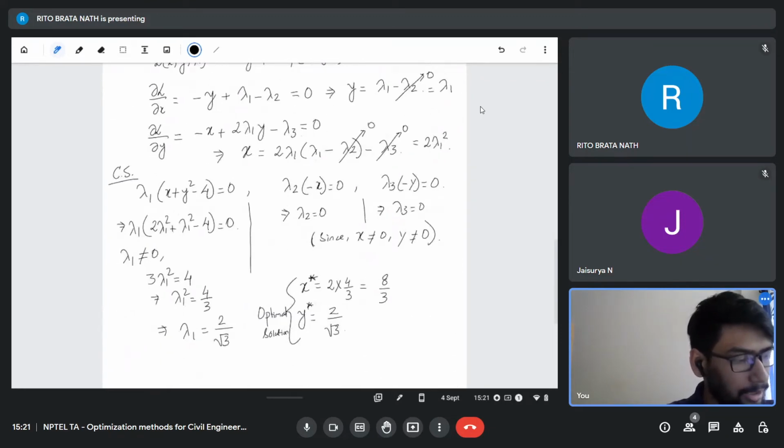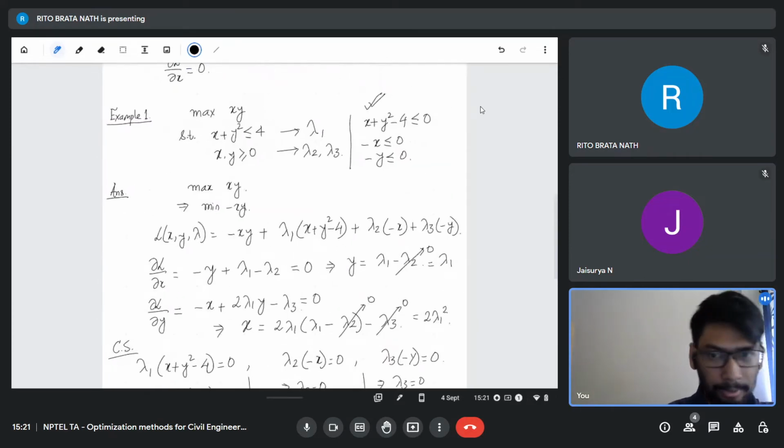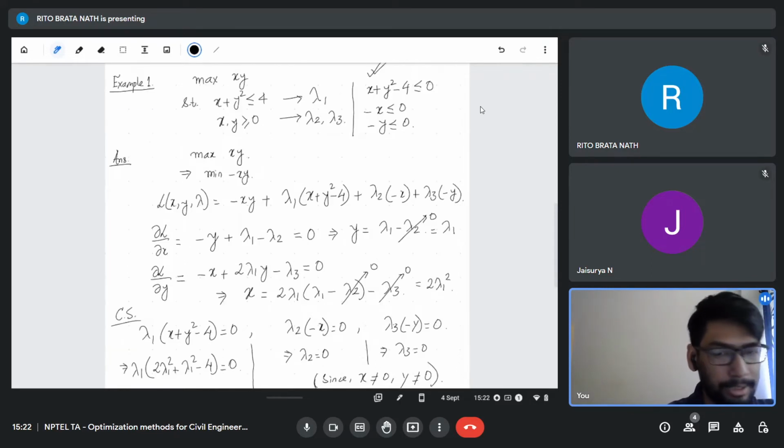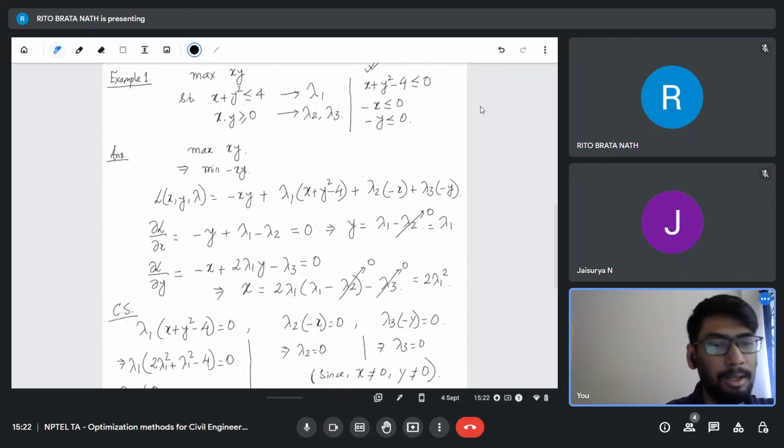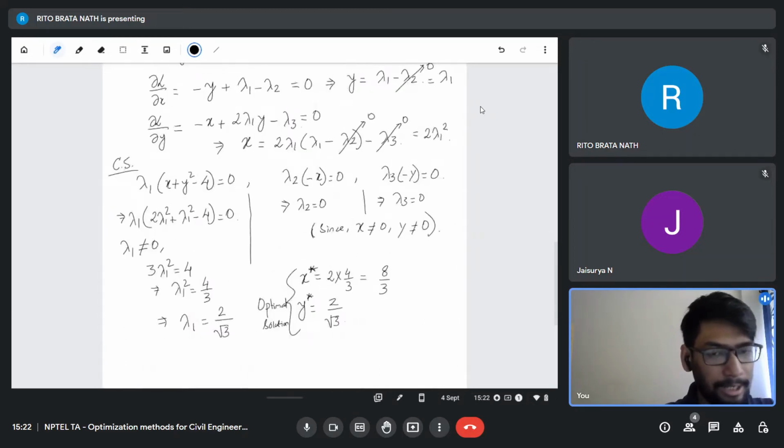If you put x plus y square, it will be 4. So that constraint will be active. Since the constraint is active, you don't care about the sign of lambda 1. So it may or may not be 0. In this example, it turned out that lambda 1 is positive. That's how you typically solve these problems using the Lagrangian multiplier method. I hope this is clear. If not, you can ask me questions, and I'll take another example to solve such problems.